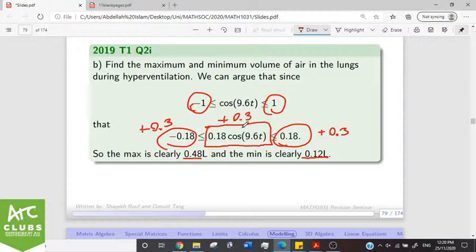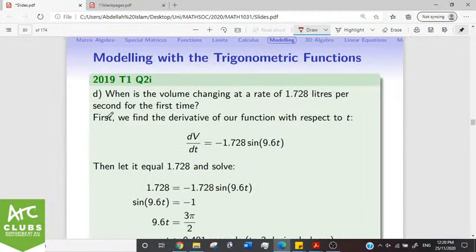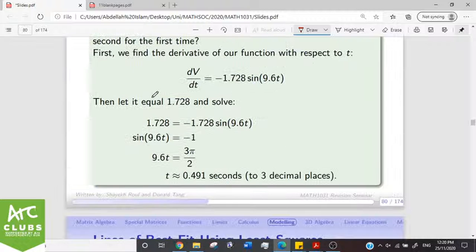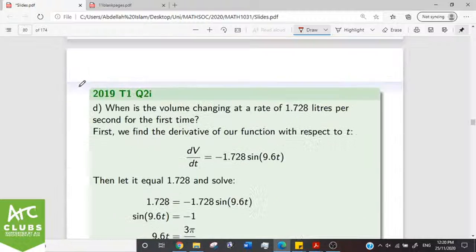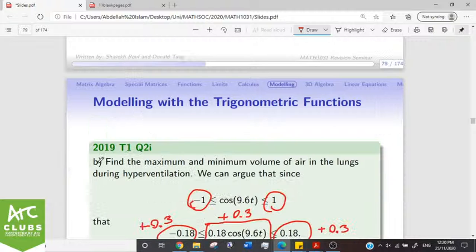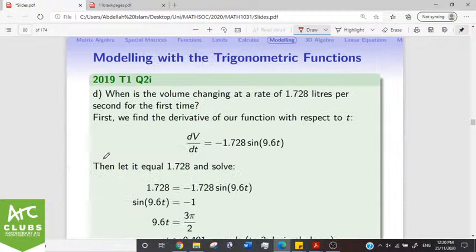So that's the most amount of air that the lung can have under this model. I'm not sure how accurate that is to actual lungs. What past paper was this from? This is from 2019. Okay, so reasonably recent.